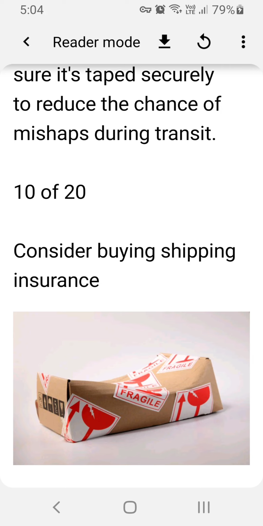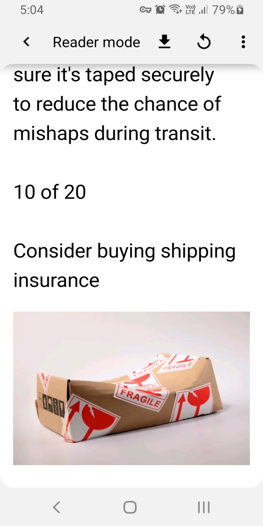8 of 20: be aware of scams. Shutterstock. Scammers lurk everywhere on the internet, and eBay and Poshmark are no exception. Make sure that you're only conducting transactions through the platform's official channels, and use protected payment methods like PayPal to complete purchases. A general rule of thumb: if an offer sounds too good to be true, it probably is.